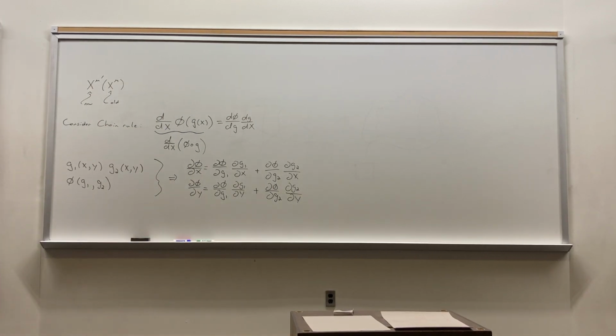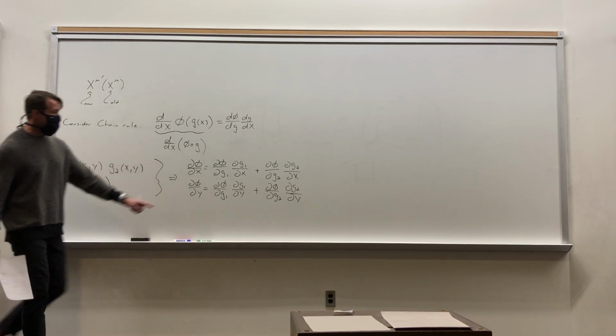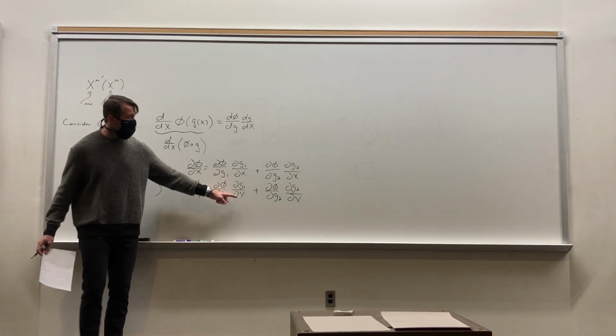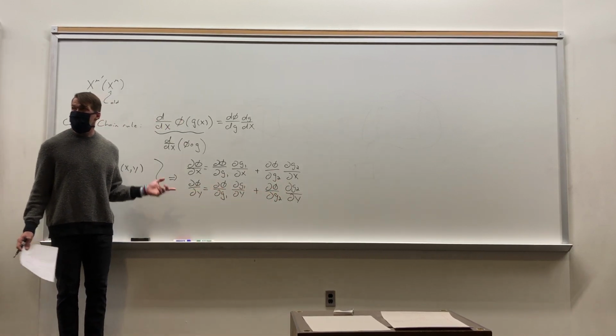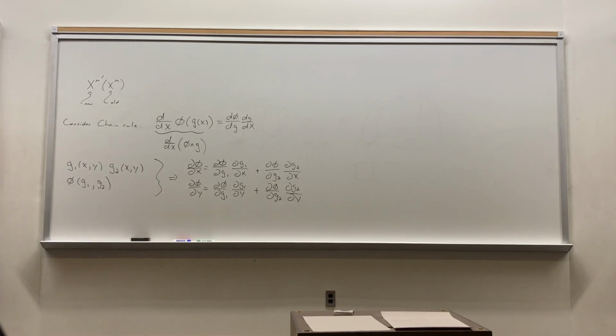Okay? And this hopefully is where you see that you can't treat them as fractions, because if I could just cancel out this and make this d phi dy, and cancel this and make this d phi dy, well, that's 2 d phi dy, but this is d phi dy. So the multivariate example just eliminates that. Okay?